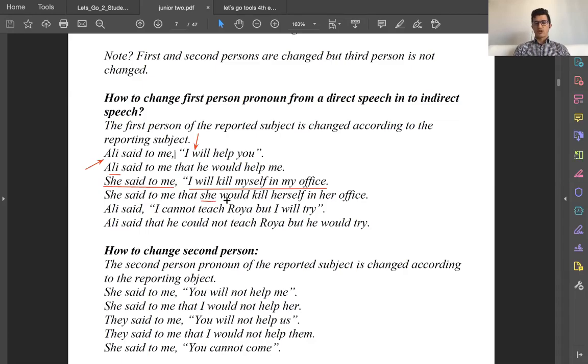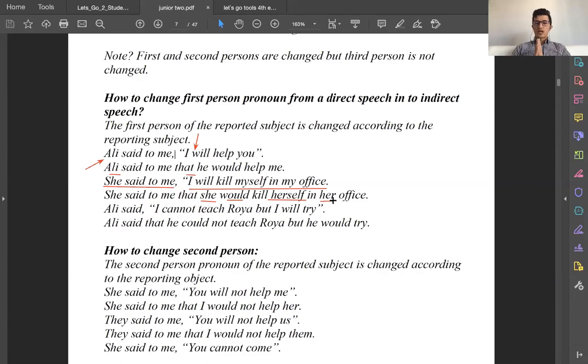will change to would kill myself. Myself is used according to the subject I. Because we changed I according to she, myself should also change to herself. Why? Because here our subject is I and here our subject is she. So this kind of pronoun also should be changed according to she. Herself in her office. And also this possessive pronoun here, my, is changed to her.